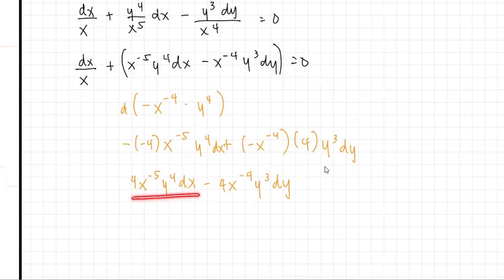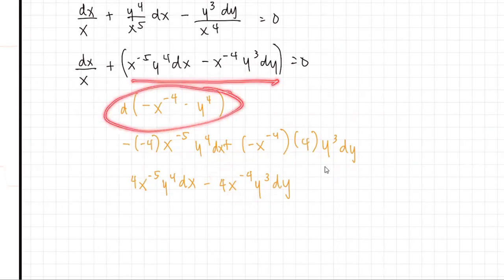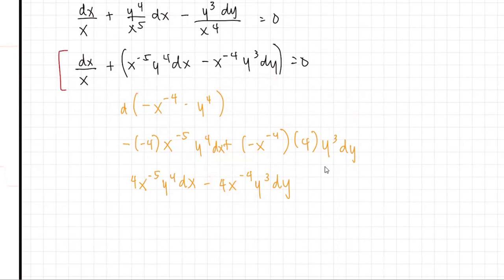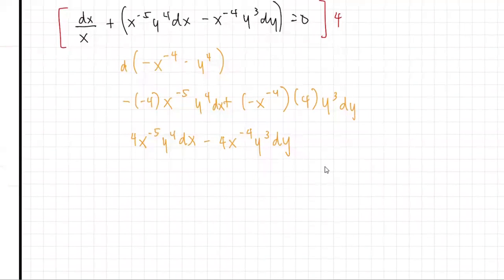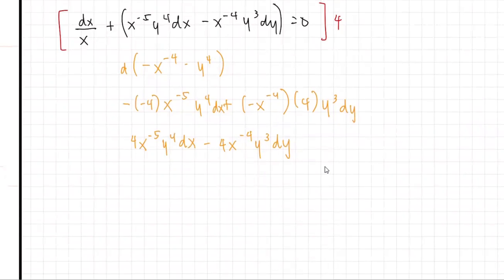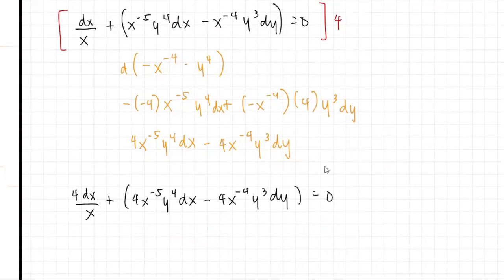Dito, sa first term, x negative 5 y to the fourth dx, ang nawawala is yung 4 na coefficient. Dito, x negative 4 y cubed, wala din ng 4 na coefficient. So, meaning, kailangan magkaroon ng 4 itong term na to para magamit natin itong differentials na to. Meaning, multiply natin both sides of the equation by 4. Okay? Then, this will be 4 dx over x plus 4x negative 5 y to the fourth dx minus 4x negative 4 y cubed dy is equals to 0.